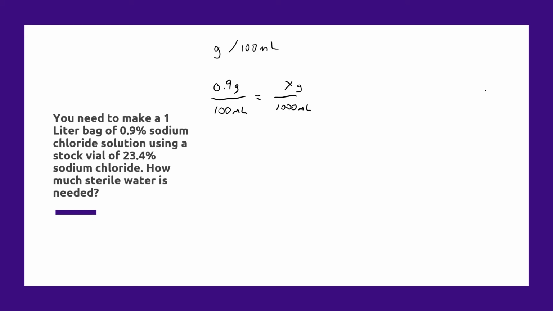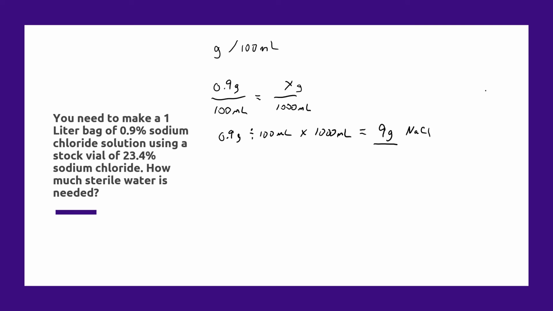And to solve via cross multiplication, you always take that left-hand side, so it's 0.9 grams divided by 100 milliliters, and then multiplied by the denominator on the right, so multiplied by 1,000 milliliters. And when you do this in this manner, you actually cancel out the unit that's in the denominator, and you wind up with grams in this example. This is a pretty simple one to solve. We don't really need a calculator for this. That's going to give us 9 grams total. So if we're going to have a 1 liter bag of 0.9% sodium chloride, we're going to need 9 grams of sodium chloride.